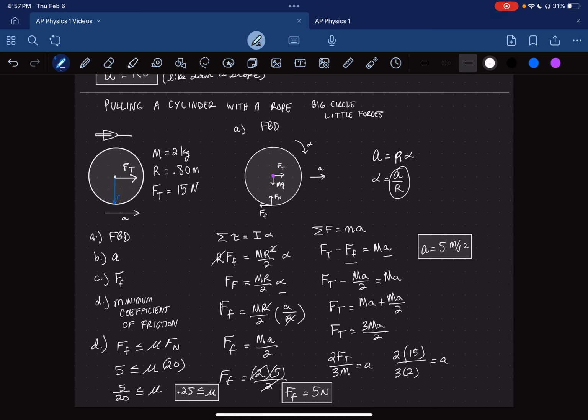And I realized, let's see, we did A. Let's put in here B, and let's put C to label our work.